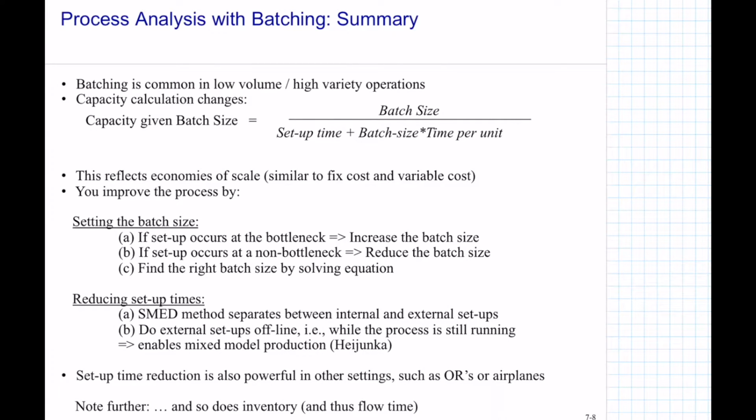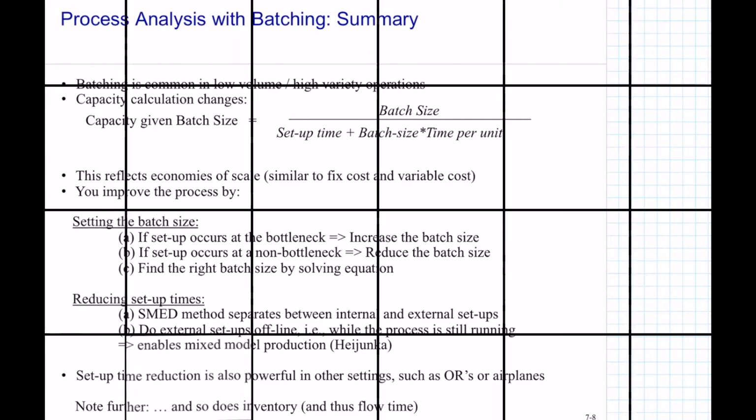To summarize process analysis with batching, where we have low volume and high variety operations, we also looked at this formula for capacity when batch size is given. We can improve the process by following these guidelines for setting the batch size. If the setup occurs at the bottleneck, we increase the batch size, otherwise decrease it, and then we find the right batch size by solving the equation. And we can also improve the process by reducing the setup times.